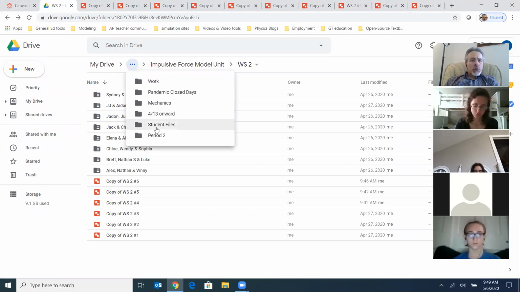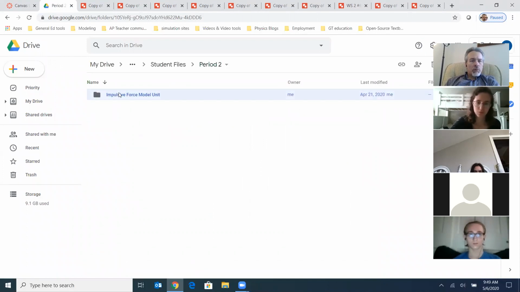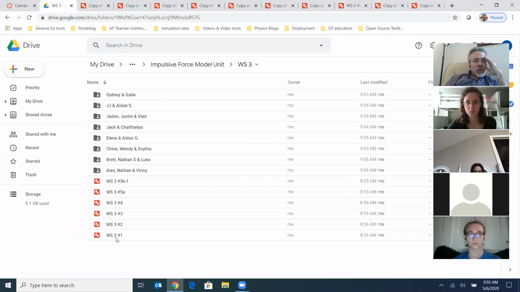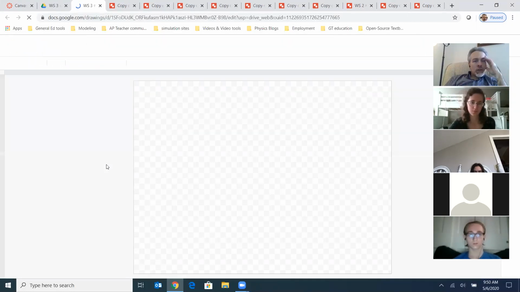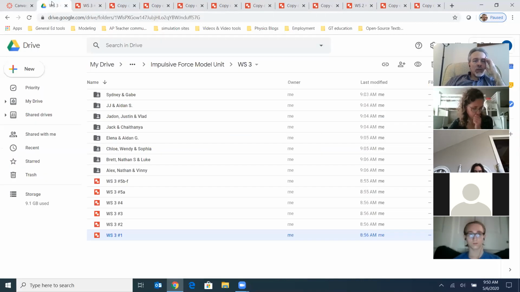Worksheet 3. We're not going to be able to get going on all of it, but I was thinking maybe we could look over it. Let's see if there's one that stands out as different. Number one, we have a cannon. This would be like an explosion. I don't know. We could do that one, but it seems easy.